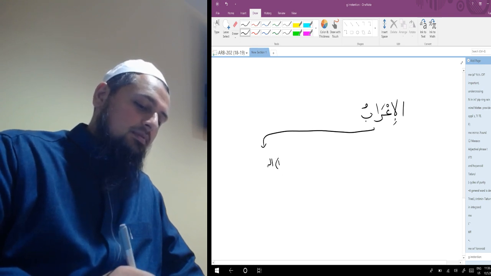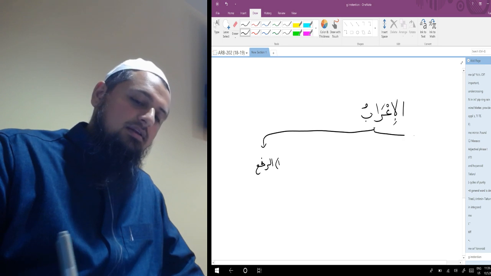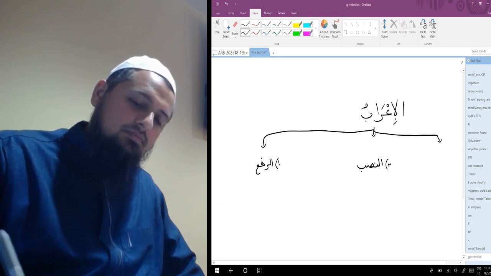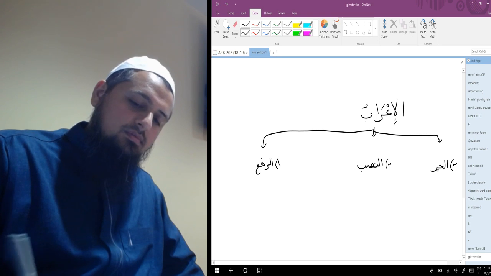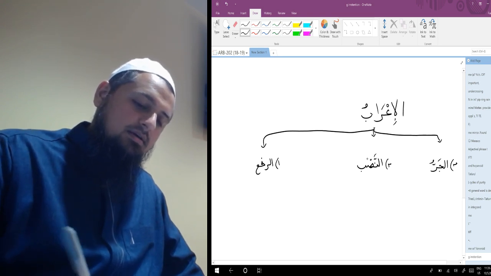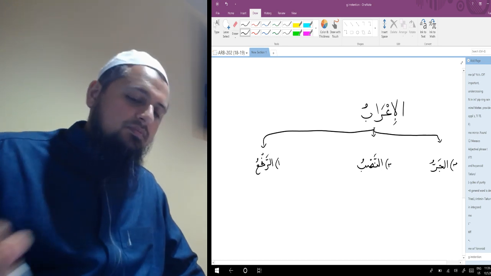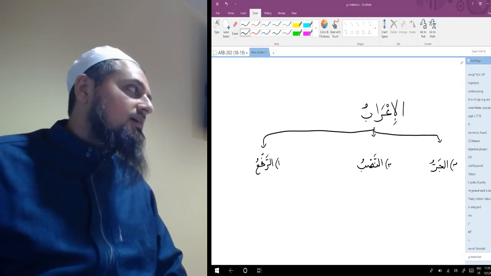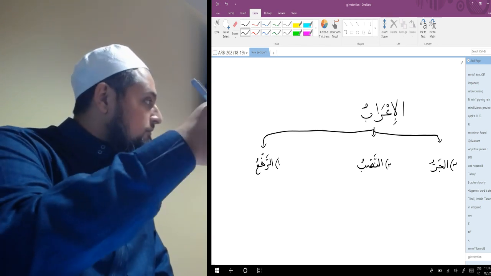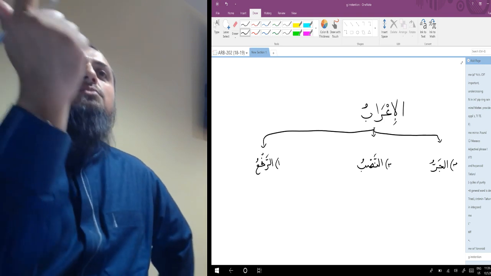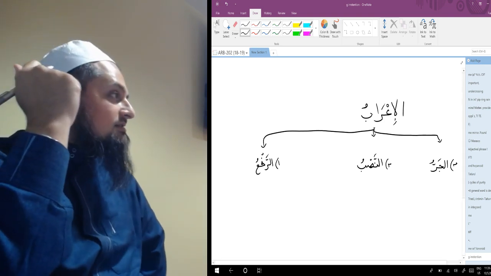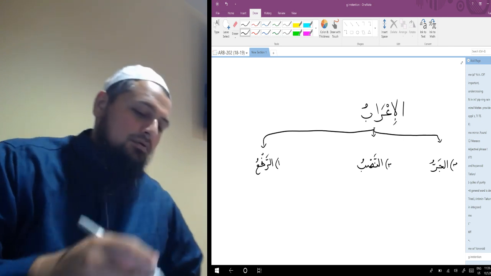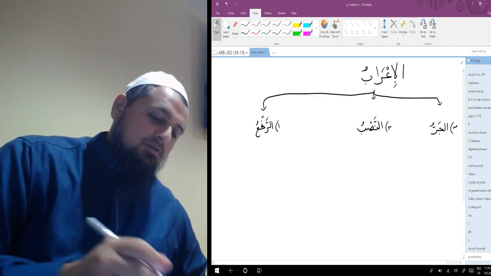Al-raf'u, al-nasbu, and al-jar. Al-raf'u, wal-nasbu, wal-jar. So when you come across an ism in a sentence, it's either going to be in the grammatical state of al-raf'u, al-nasbu, or al-jar. If something is in the state of rafa', what do we call that? Marfu'. If something is in the state of rafa', it is marfu'.